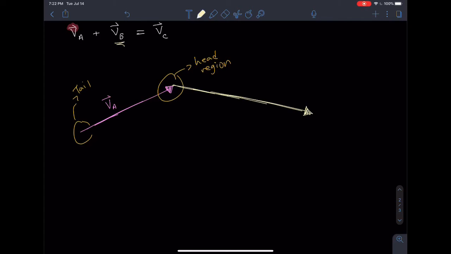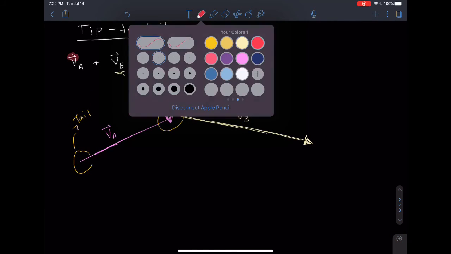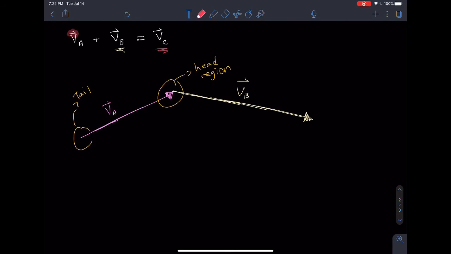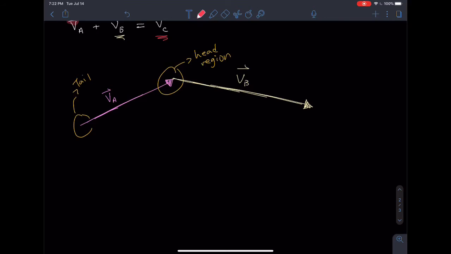So here is vector B. Now the resultant vector, we're going to call it vector C, we'll draw it in this red color. It is the result of this vector addition. And how we're going to draw it is it's going to go from the tip of vector A, right over here, all the way to the head of vector B, which is all the way over here. So we can kind of draw these together.